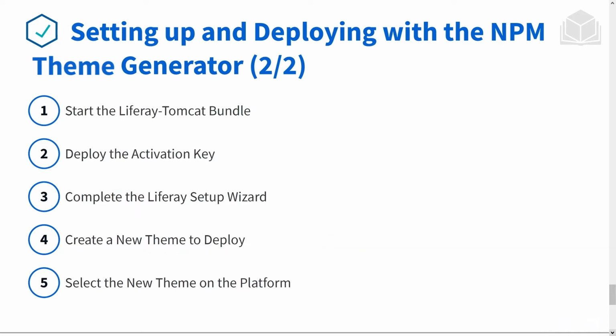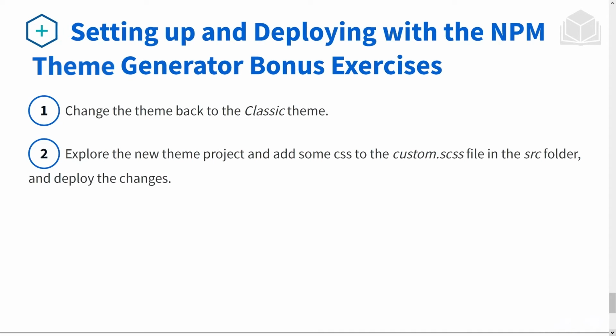For part 2, we'll start the Liferay Tomcat bundle, deploy the activation key, complete the Liferay setup wizard, create a new theme to deploy, and then select that new theme on the Liferay platform. In this bonus exercise, we'll change the theme back to the classic theme, and then explore the new theme project and add some CSS to the custom SCSS file in the source folder and deploy those changes.